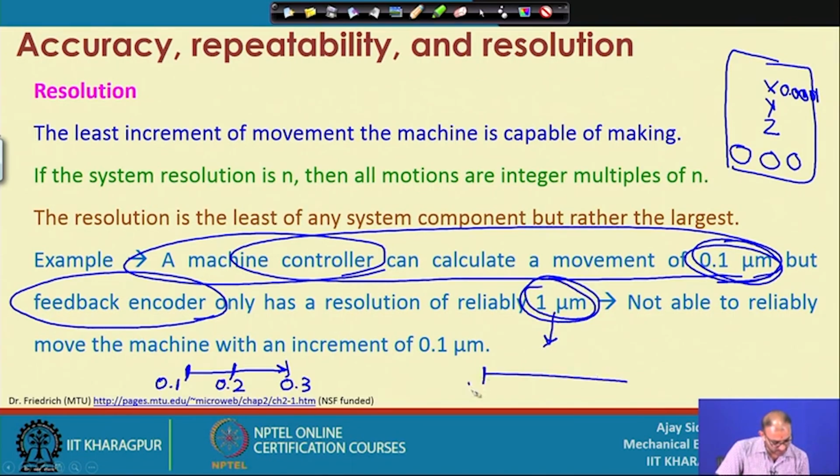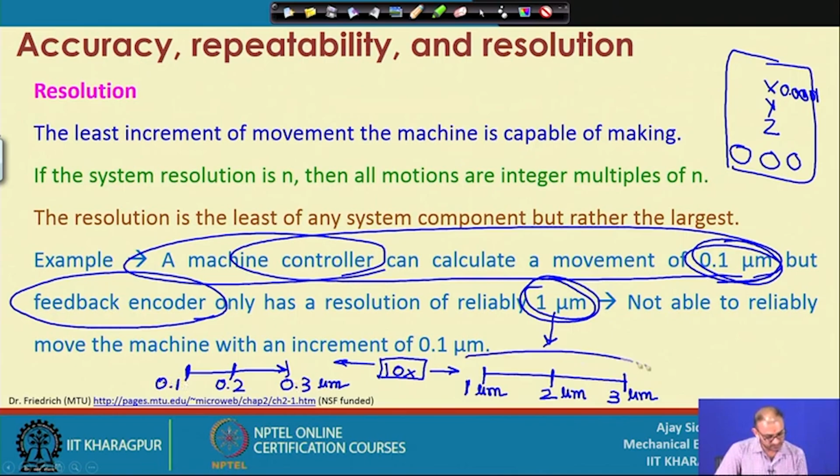So, how is it counting? It is counting 1 micron, then 2 micron and 3 micron. Now, both systems have a difference of 10x. So, there is a 10 times difference between this system and this system. What is the problem here? When you are moving your tool from 0.1 to 0.3 or 0.9, your feedback system will not be able to detect that change.